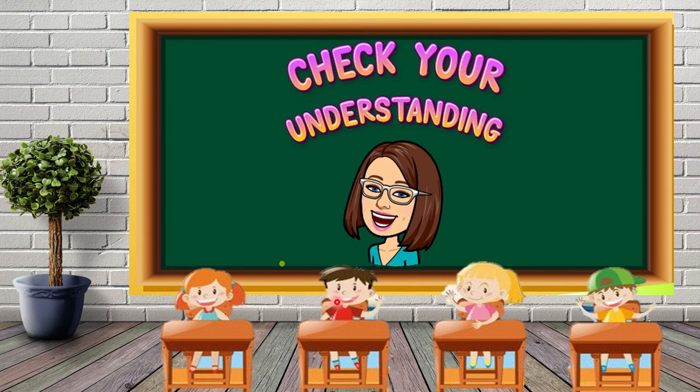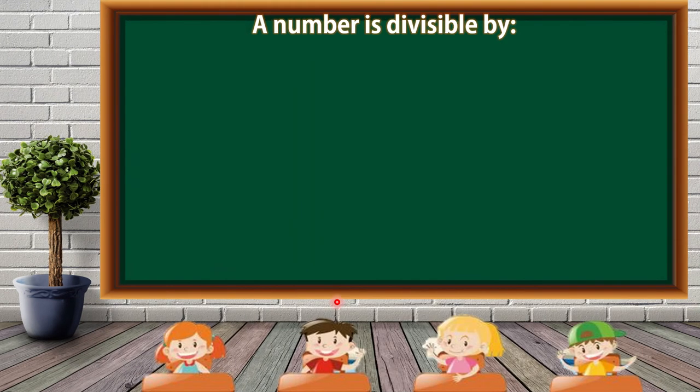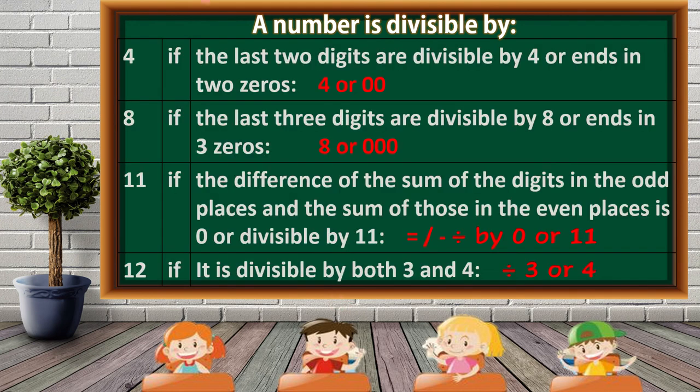Check if you really got it. Let us remember, a number is divisible by 4 if the last two digits are divisible by 4 or it ends in 2 zeros. Divisible by 8 if the last 3 digits are divisible by 8 or it ends in 3 zeros. So we look at the last three digits to see if it is divisible by 8 or has three zeros.